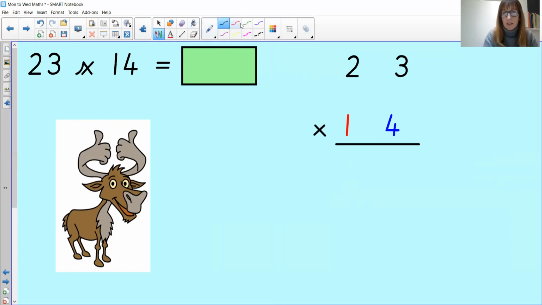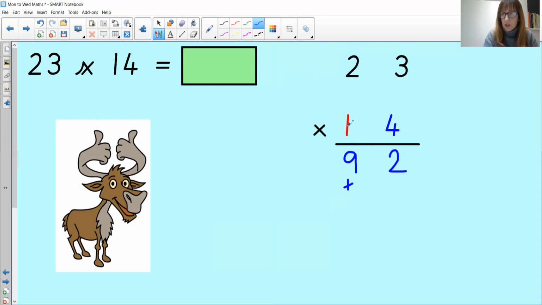So I'm going to start off by multiplying by the 4. So I'm going to do 3 times 4 and then 2 times 4. I'm going to forget the 10 for the moment. So 3 times 4 is 12. So I put the 2 under the ones and I'm regrouping the 10 into 1 ten and it goes under my tens column. 2 times 4 is 8. Add the 1 is 9. I'm just going to cross that out so I know I've done it.